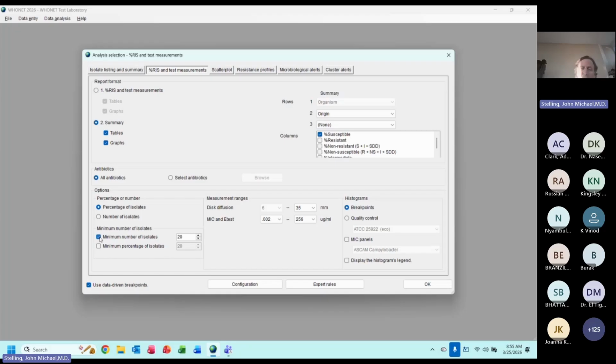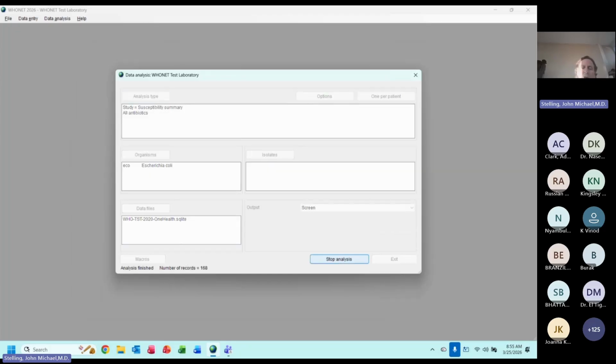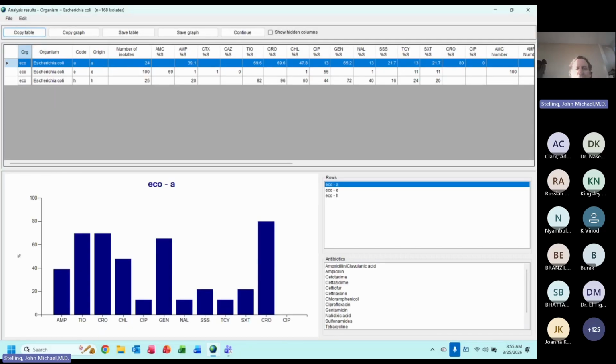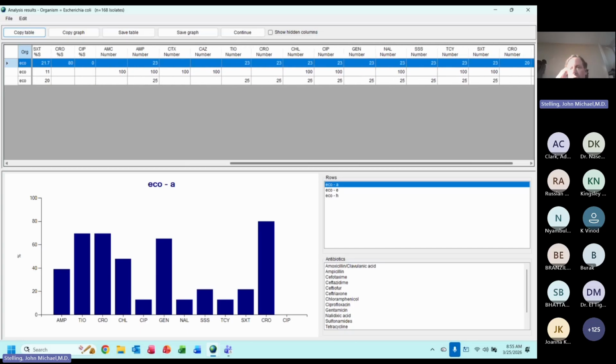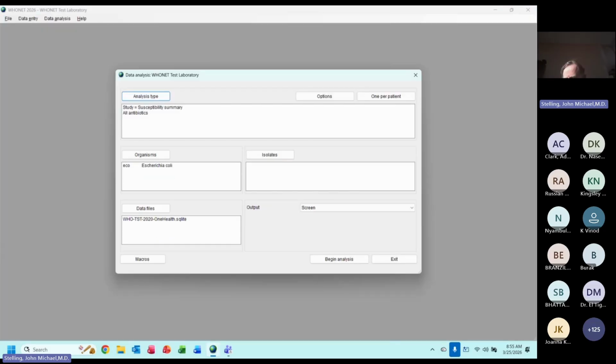So now asking for a minimum of 20 isolates. So many of the antibiotics I just showed you have just disappeared because it did not meet the minimum. And now when I scroll over to the right, all of these are at least 20 isolates. Let me do continue. Okay, that's one thing I wanted to show you.